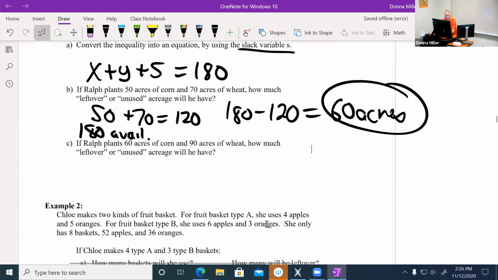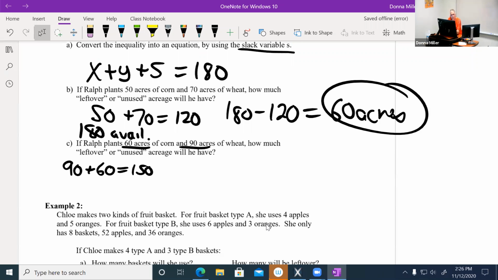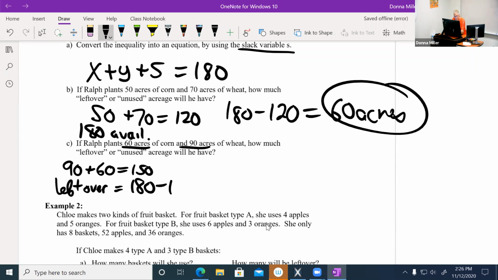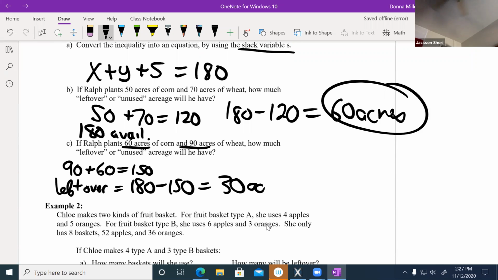Same thing, 60 acres of corn, 90 acres of wheat. So if he plants a total of 150, what's his leftover? It's what I have available minus what I planted. 30 acres left over. That's a slack variable. A resource I'm using would be the acreage.